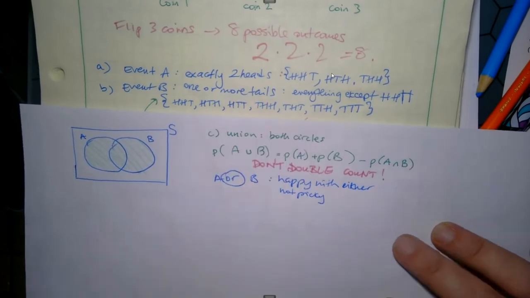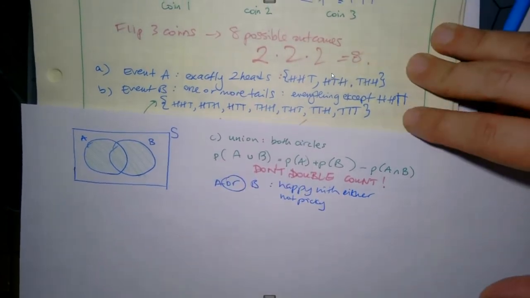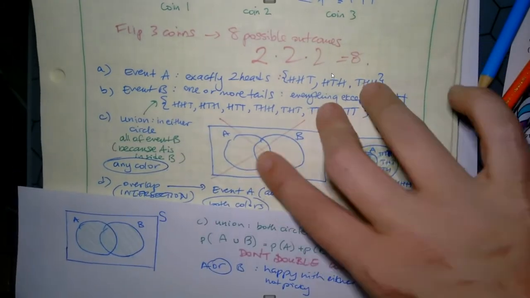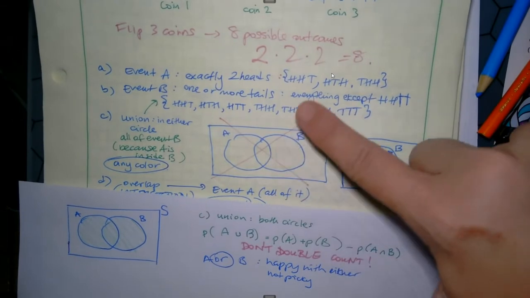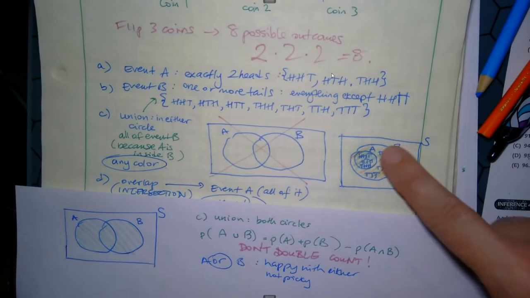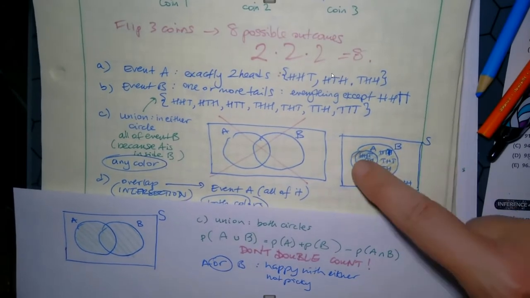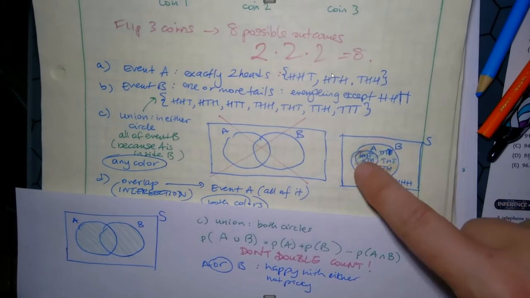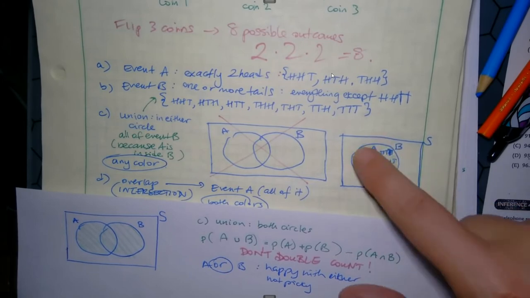In the case of the coin flips, event A and event B are a little weird. You want something that's in either circle. I tried drawing the Venn diagram this way, but it turns out everything that is in event A also happens to be inside of event B. So I went with this kind of Venn diagram where A is a subset of B. It's inside of it. So B has 7 events, 3 of them are also in A, and there's nothing else in A.